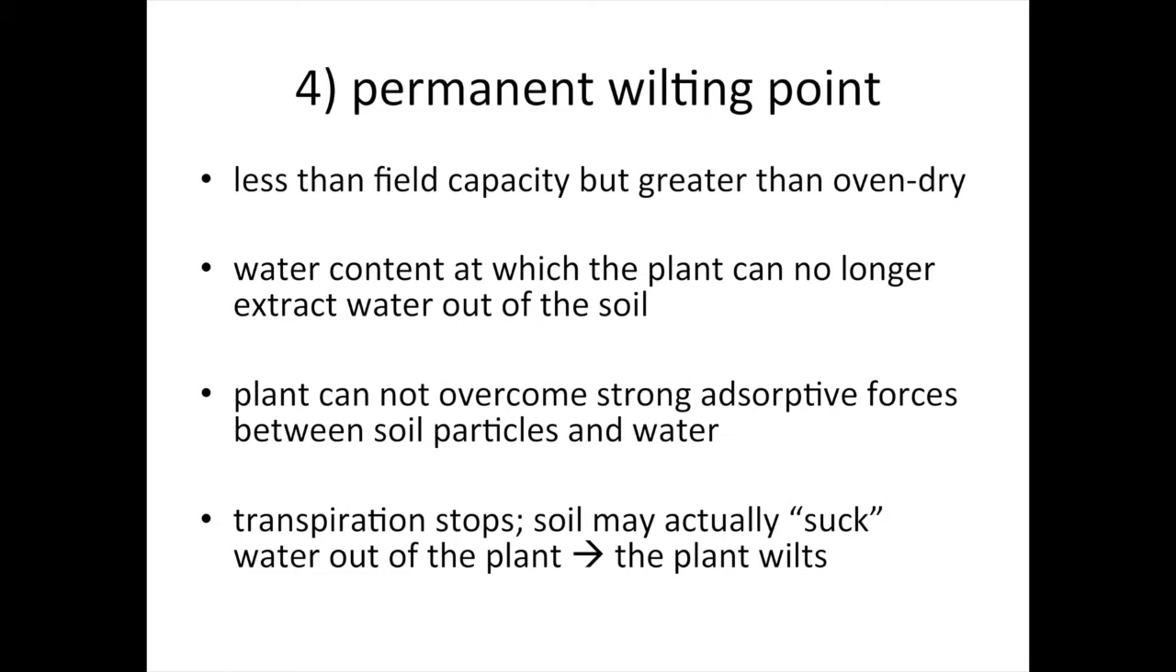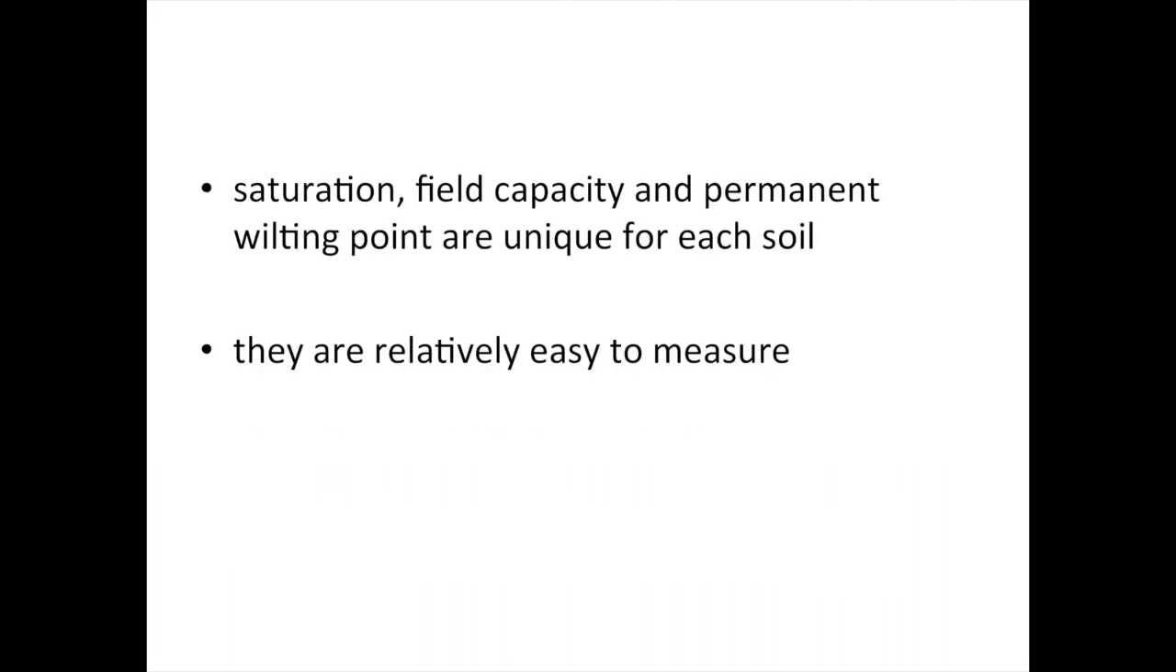So the soil might actually suck water out of the plant, causing the plant to wilt. And plants have other mechanisms: when the soil gets really dry, they close their stomata, their little pores in their leaves, to stop water loss. And this is a drought situation that hopefully we want to avoid.